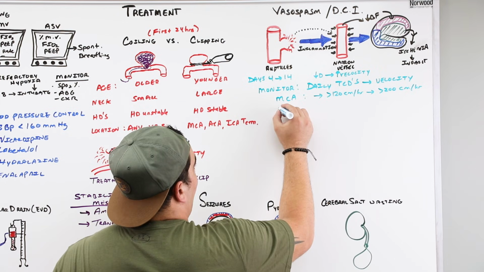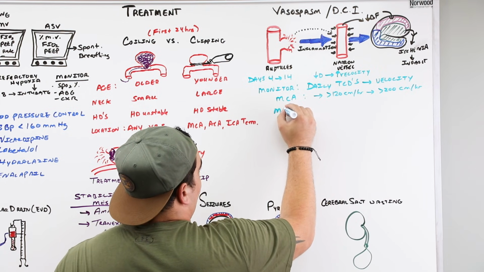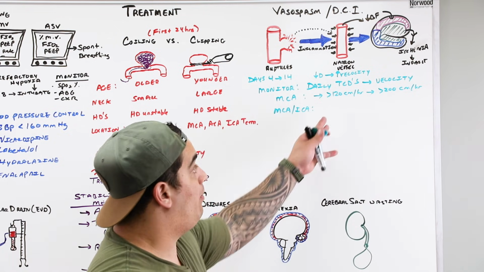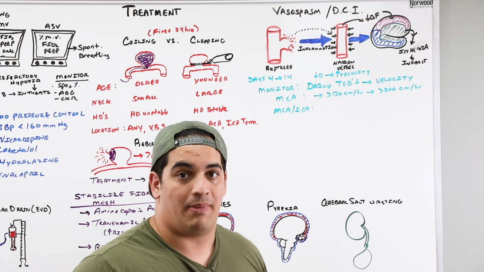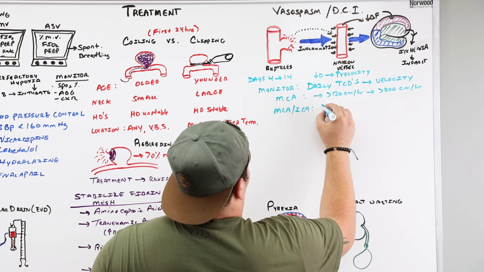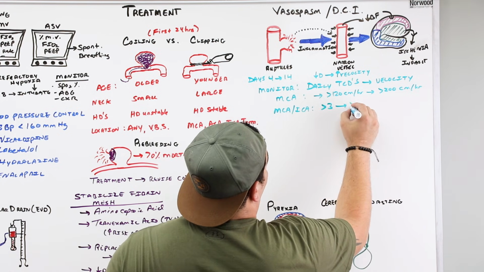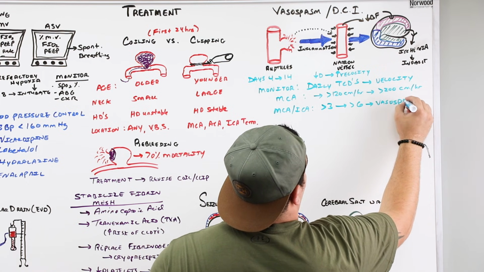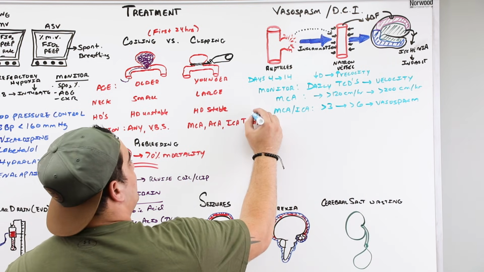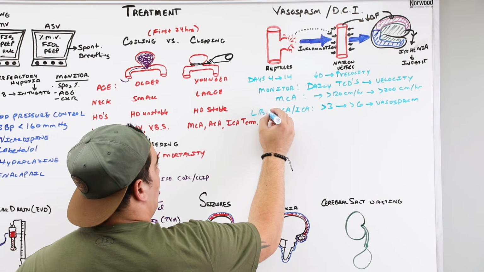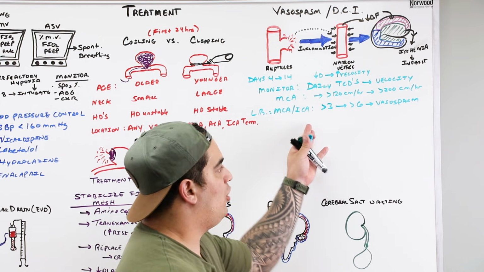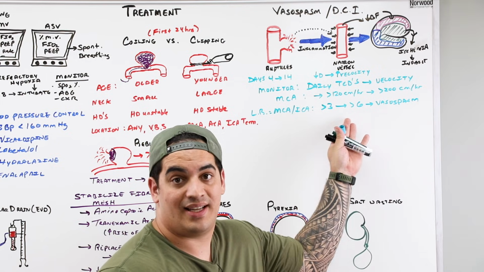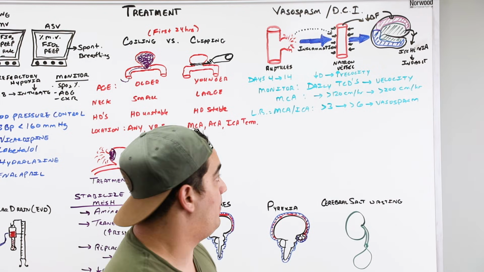The other thing that we look at is what's called the Lindegaard ratio, which takes the MCA over the ICA and gives you a ratio which helps to support if this is truly vasospasm. If it is greater than 3 to greater than 6, this is also suggestive of vasospasm. Again, the Lindegaard ratio takes the MCA velocity over the ICA velocity and gives you a particular number. If it's greater than 3 to greater than 6, it's indicative of vasospasm.